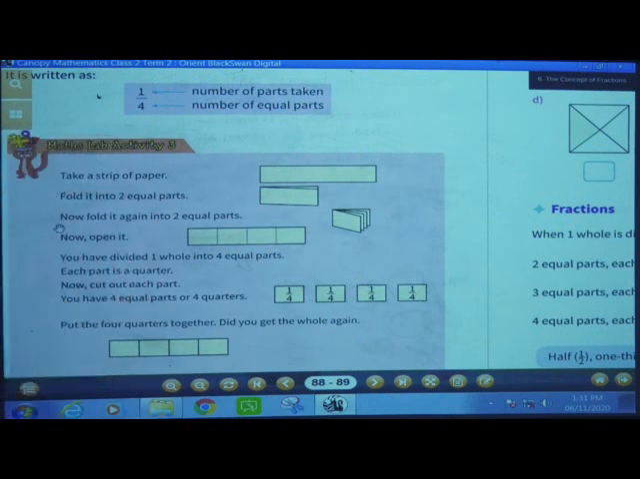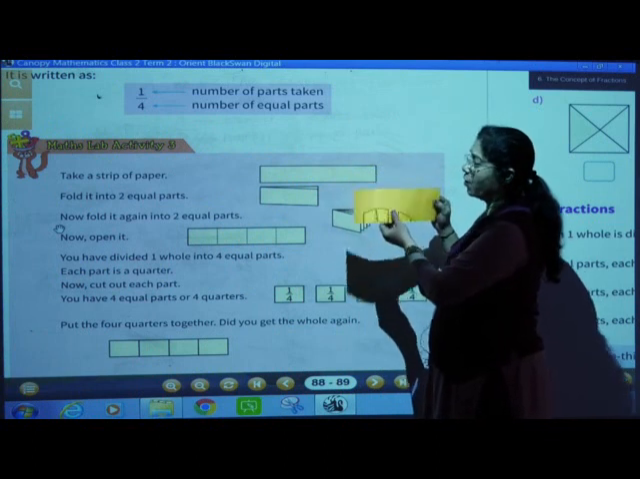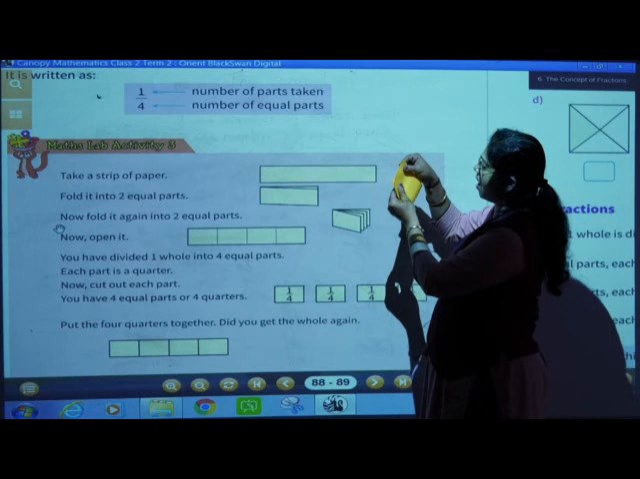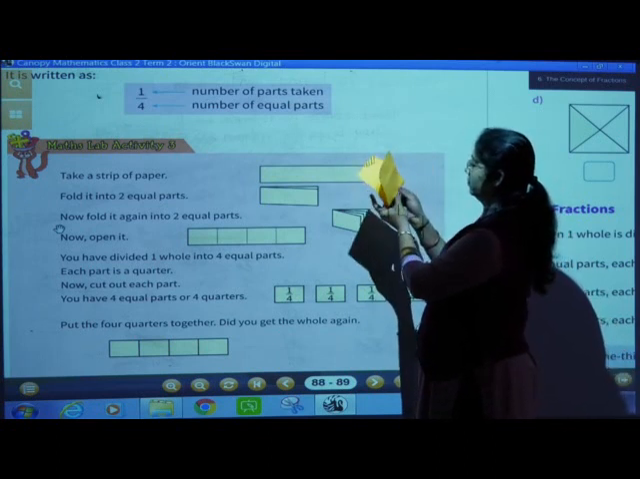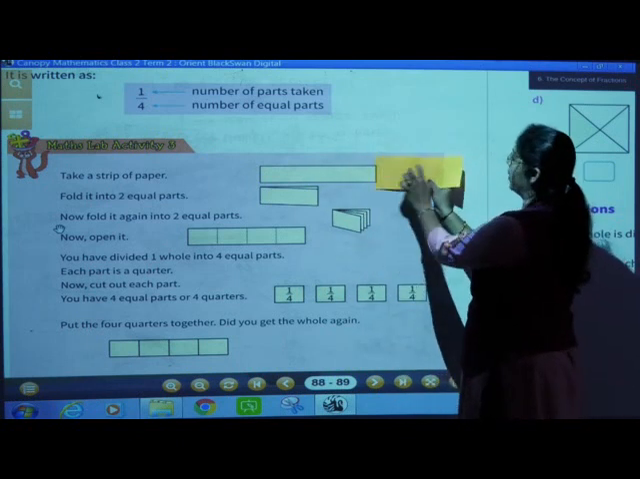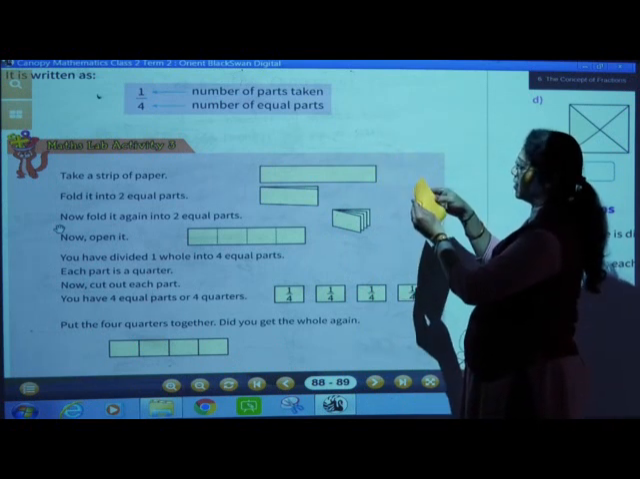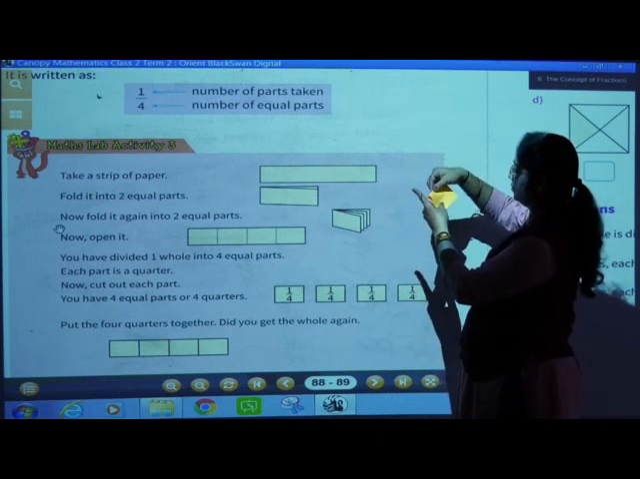Take a strip of paper and fold it into two equal parts. First, I am folding this into two equal parts. See, I folded, I got two equal parts. Okay, now fold it again into two equal parts.